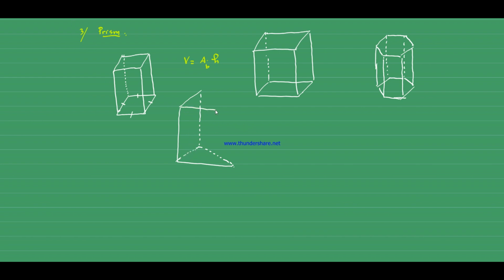So the prism over here, the base is the area of the triangle. We know the area of a triangle is 1/2 base times height. So as long as you know the base and the height of the triangle, you can find the volume of this prism easily.